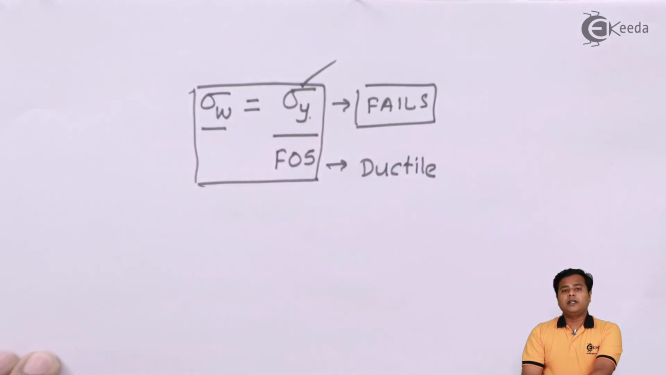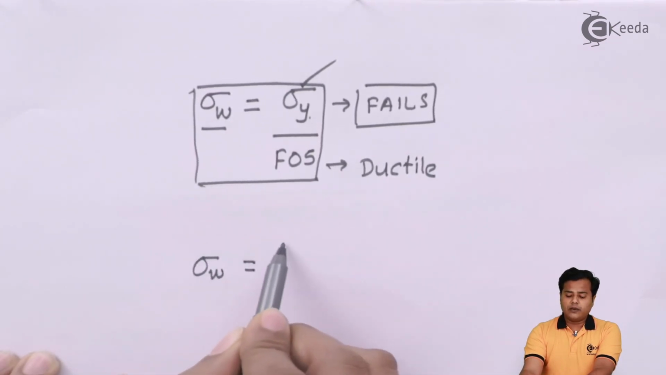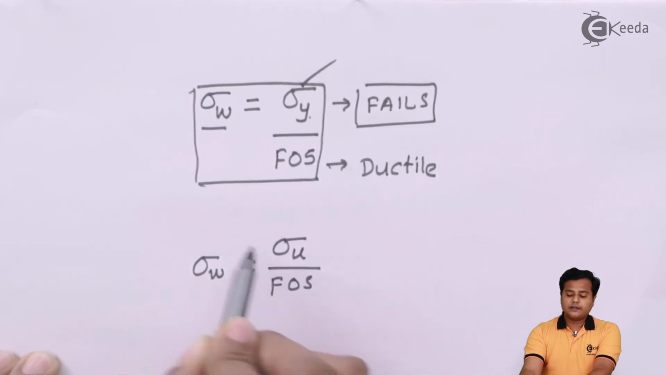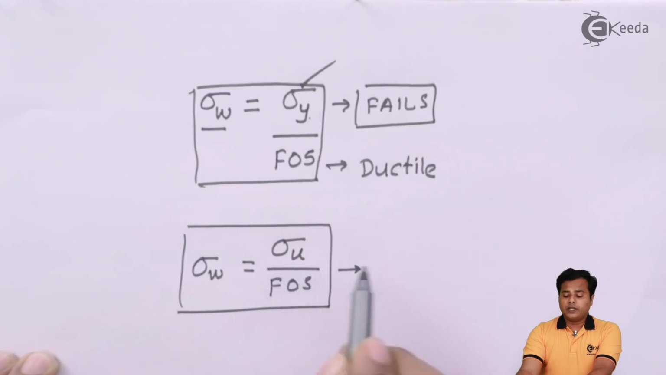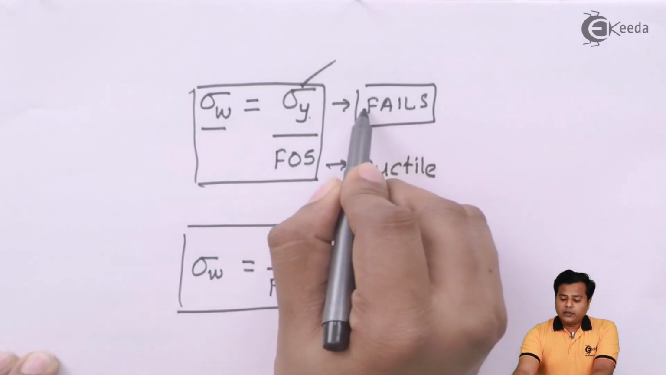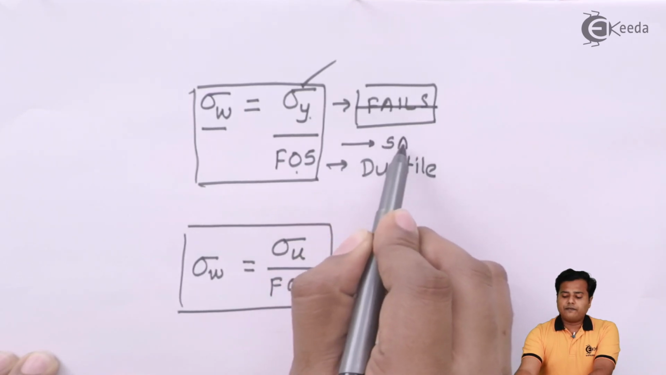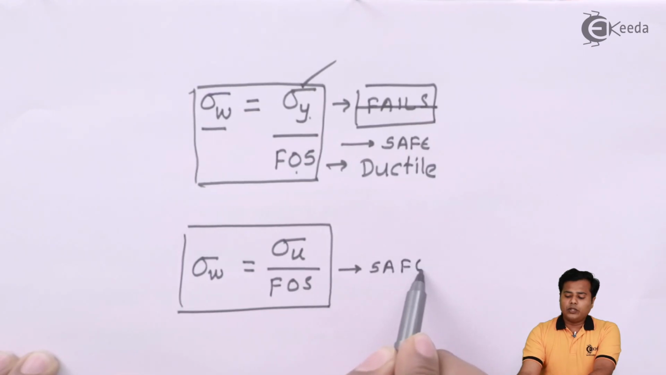So what about brittle materials? The only thing is that sigma working becomes equal to sigma ultimate divided by FOS. The rest of the logic, the rest of the theory, is the same. If it becomes equal, it fails. Earlier the product was failing, but since I have considered FOS, it will become safe. The only difference is that this is for brittle material.